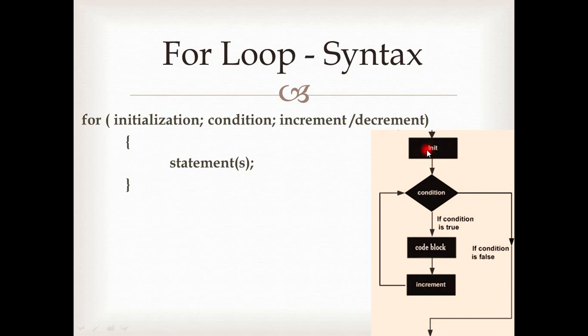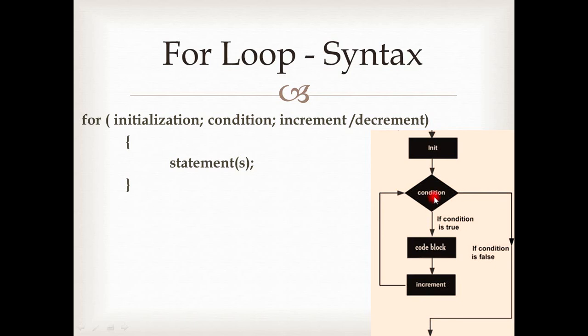So now you are initializing. Maybe I am giving I equals 0. Now it goes to the condition and checks whether I is less than 5. If the condition is true, it enters inside the code block, that is inside these statements. And then it increments, and it again goes and the loop continues.